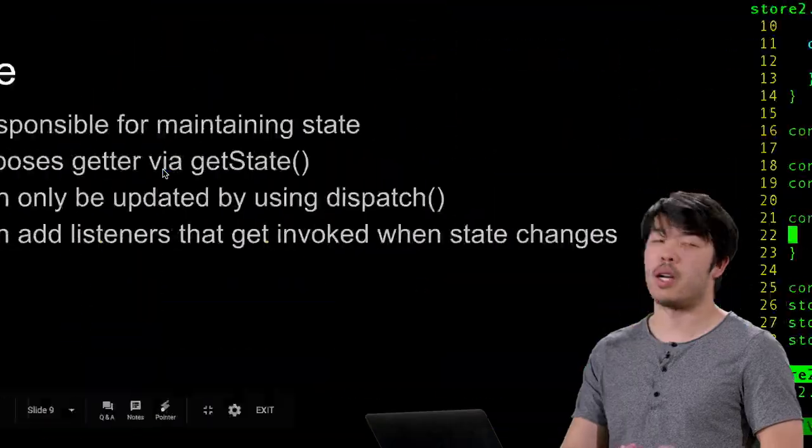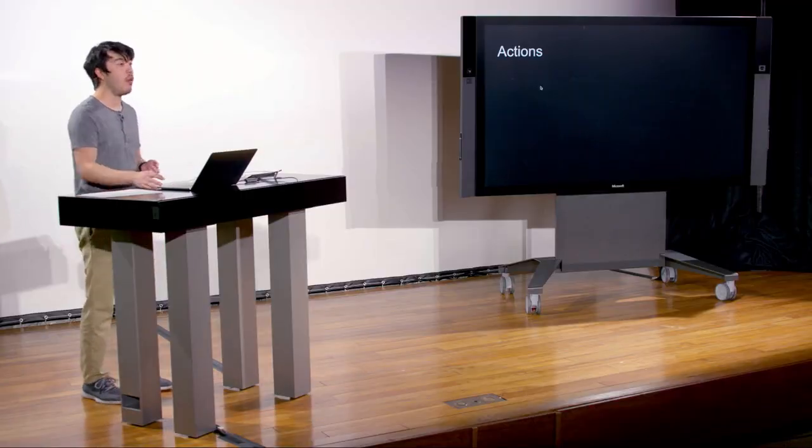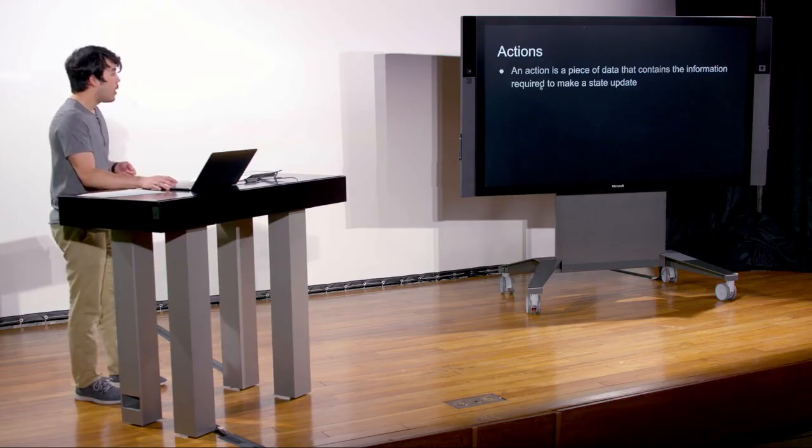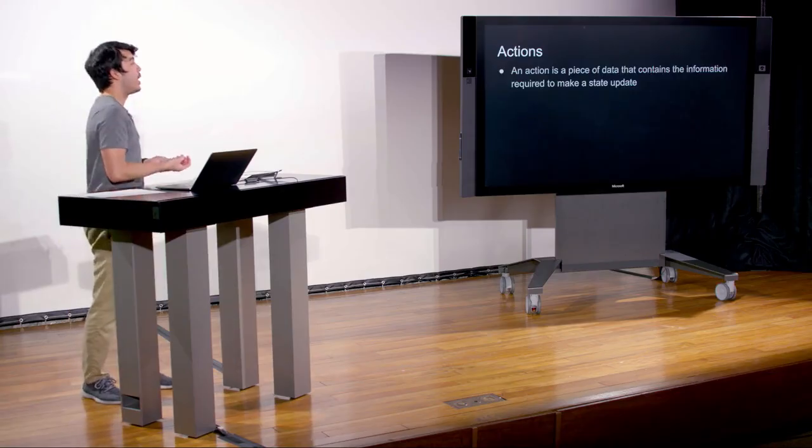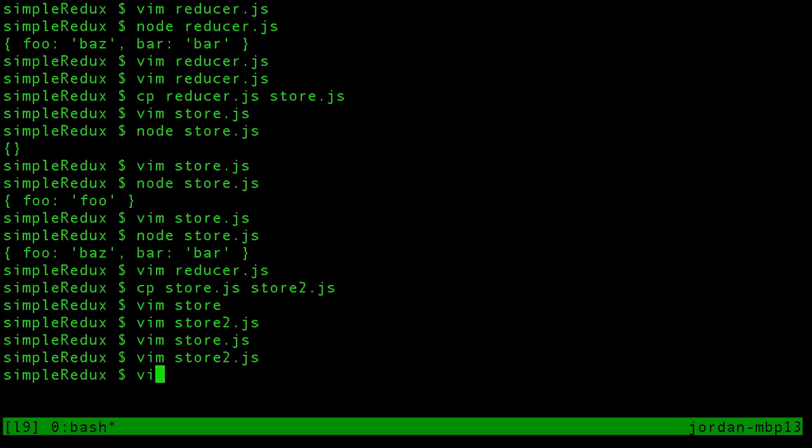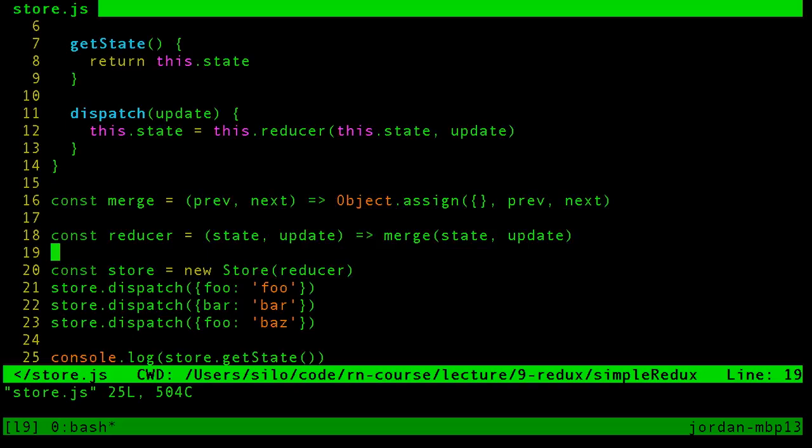And so how does Redux actually solve this? Well, through these things called actions. So an action is basically just a piece of data that contains all of the information required to make a state update. And in our previous store implementation, this is true about our current update. Everything that we needed to update our state is passed as an argument to dispatch. So this could be considered an action because it has everything that we need to update our state appropriately.